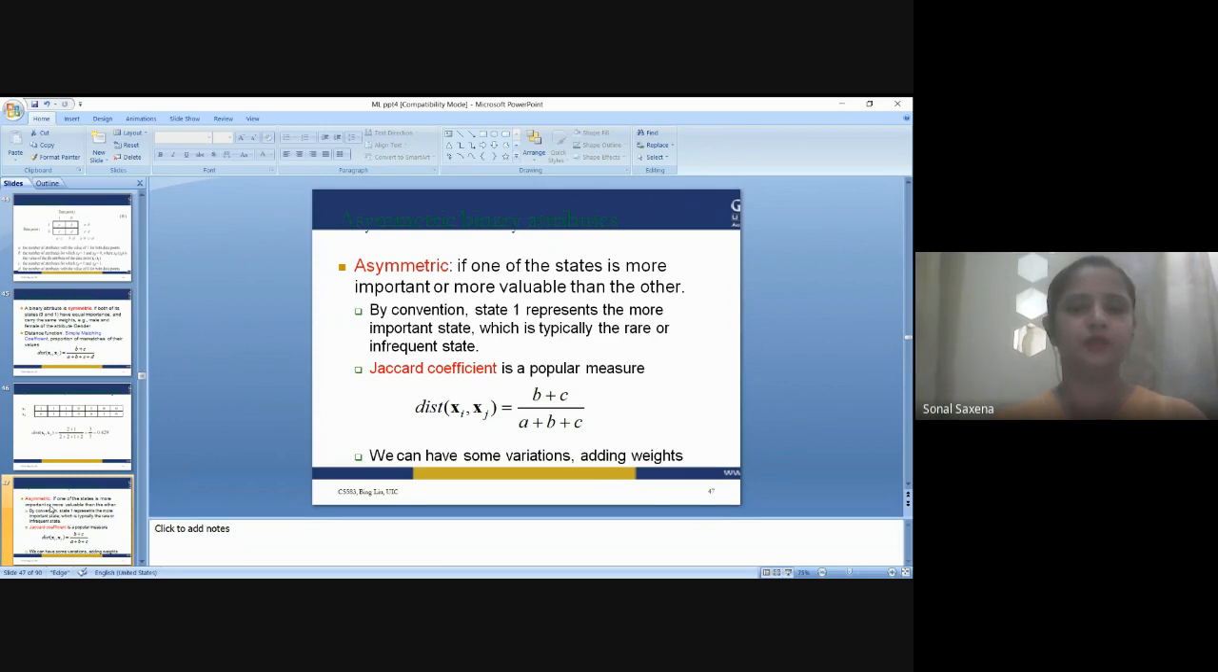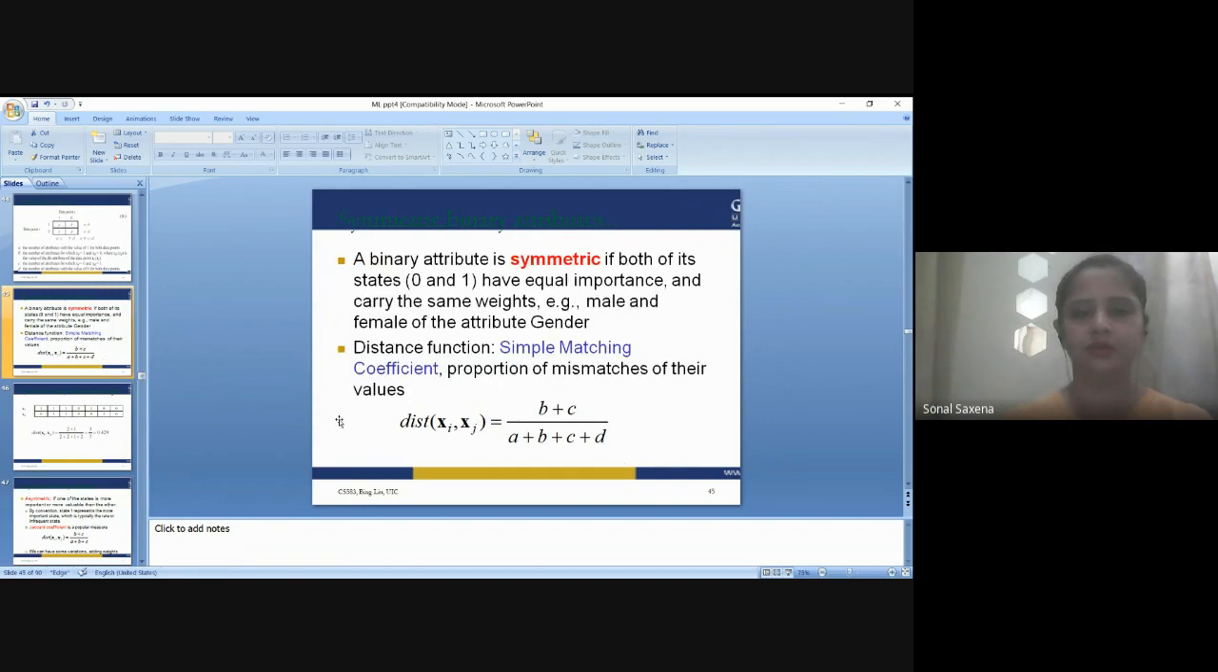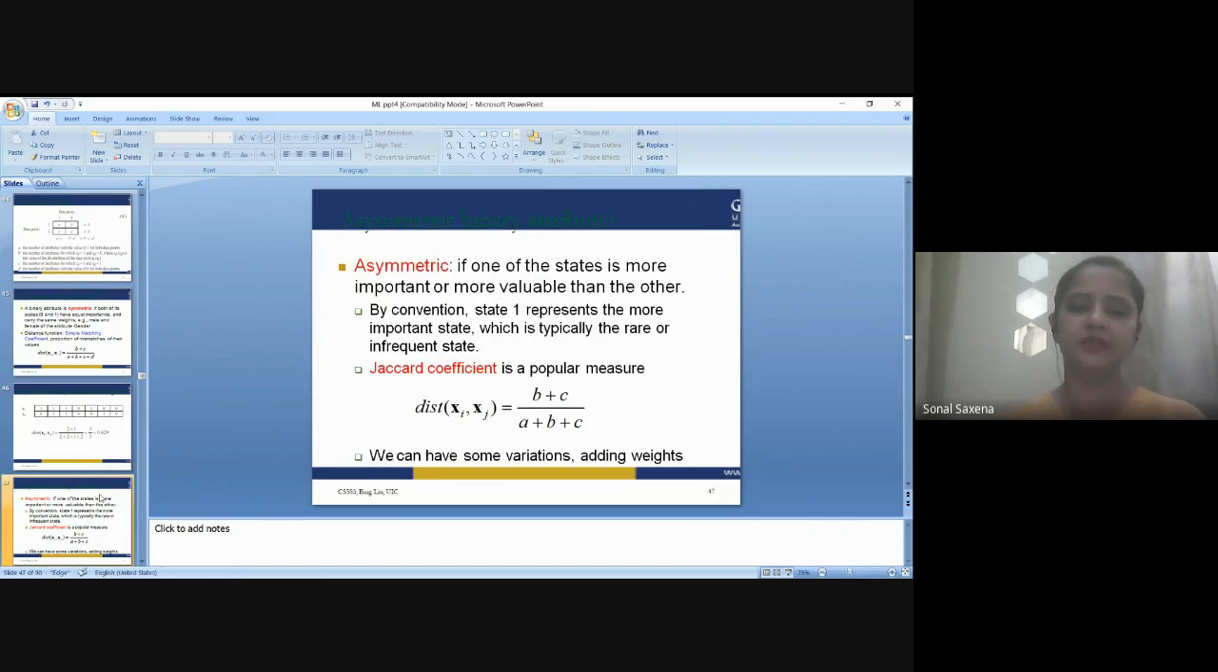In that case, we use the Jaccard coefficient instead of the simple matching coefficient. Whenever you are using a symmetric binary attribute, where the two states 0 and 1 are of equal importance, we use the simple matching coefficient. But when it is asymmetric in nature, we use the Jaccard coefficient. In the Jaccard coefficient, the formula differs only by the d coefficient, where d is not included in the denominator of the a, b, c part. So this is the case of asymmetric binary values.